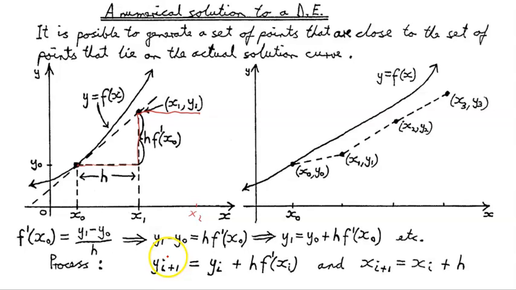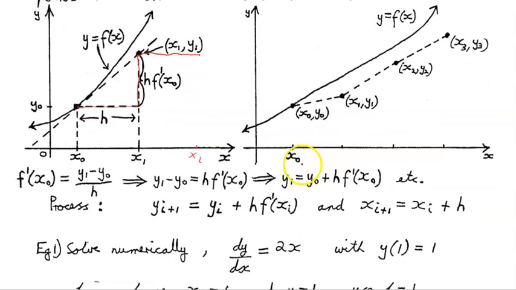Now the trick, this is an approximate method that yields a curve like this, but it's approximate. But we can make it more accurate by making h smaller and smaller. Okay, let's have a look at an example.